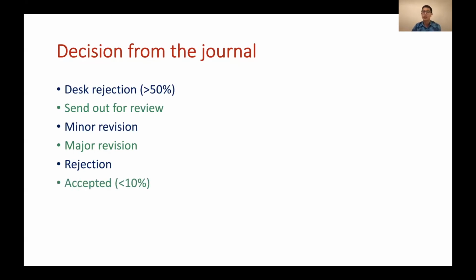And the last one is accepted. The acceptance rate for high impact journals is less than 10%. For some journals it is less than 5%. Nowadays the high impact factor journals still have a printed book of the journal, right? So they have limited space, and they have to select the best ones to get published in their journal. That's why you see that only about 10 or 5% get published in high impact journals.